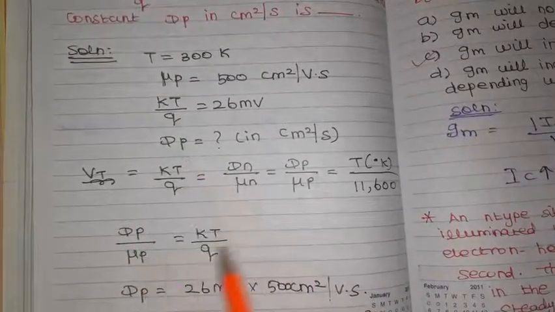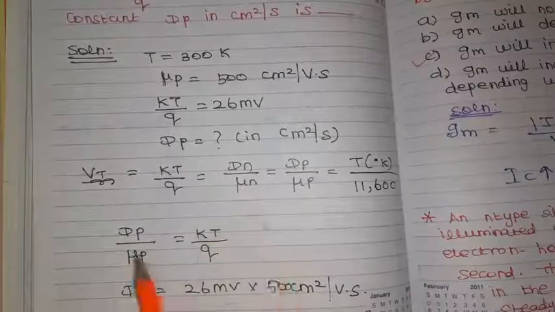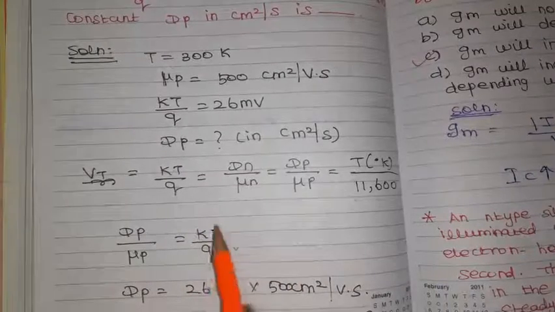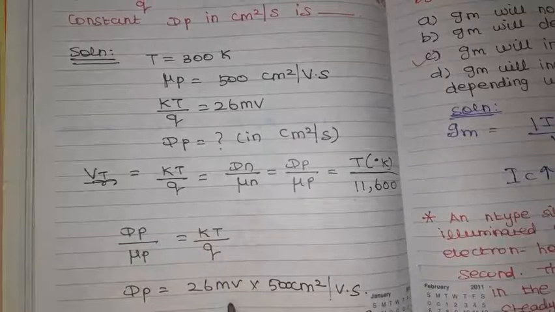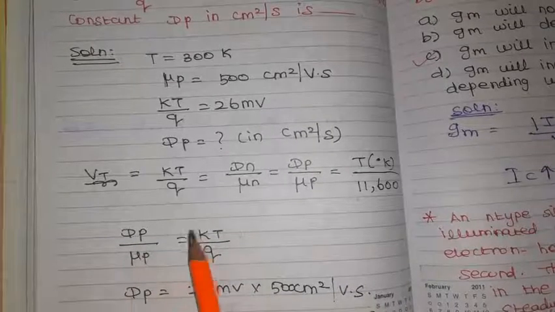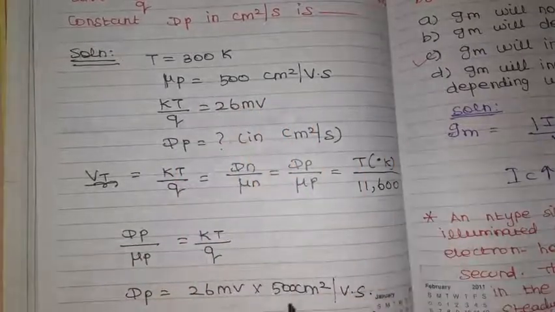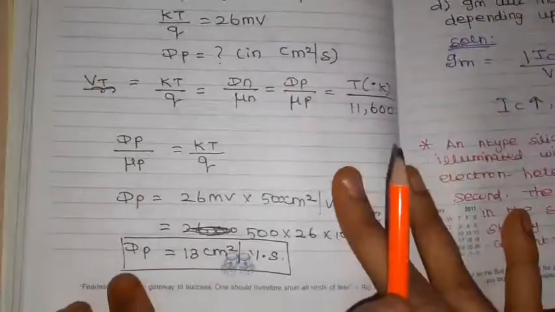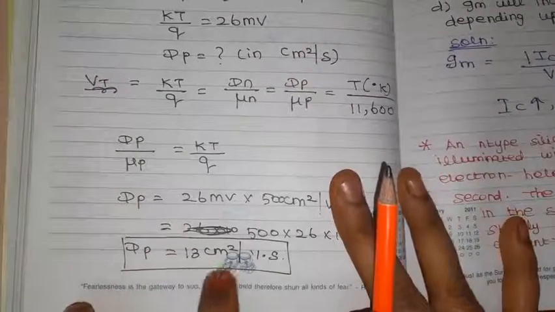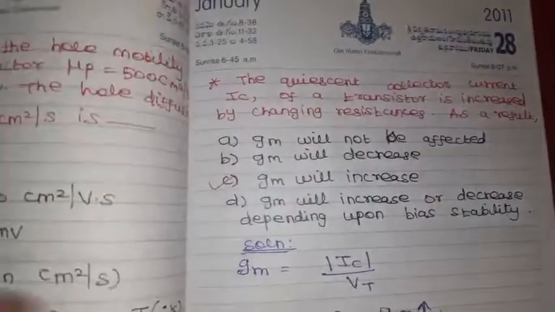So we need to find out the Dp value. Now Dp is equal to kT by q into mu p. Substitute 26 millivolt, then mu p value is 500. By simplifying, we will get Dp is equal to 13 centimeter square per second. Then move on to the next one.